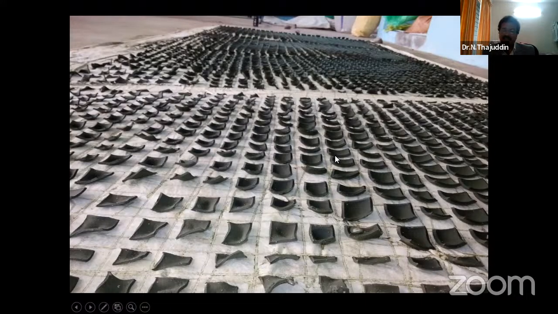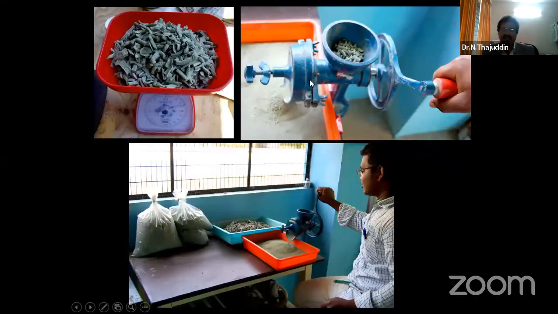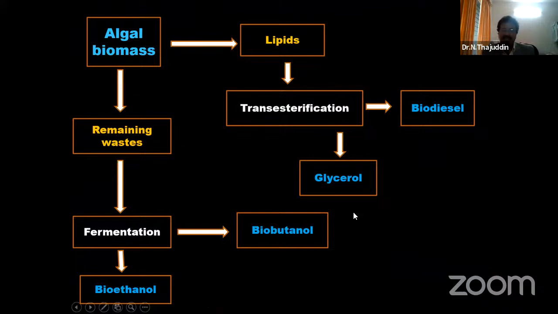Now we are looking for the granting. It is almost 5 years or over. Now the process is going on. This is the technology. And this is the biomass, dry biomass is powdered, and then transesterification.